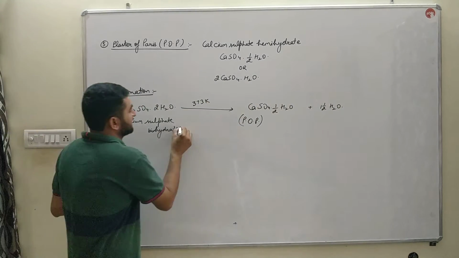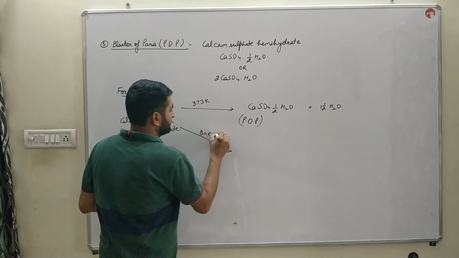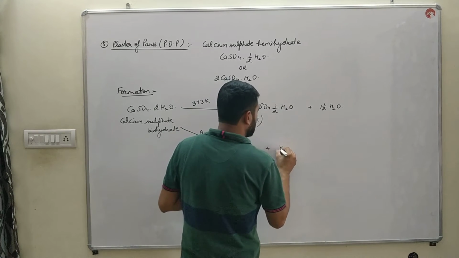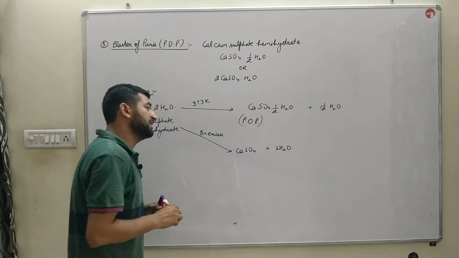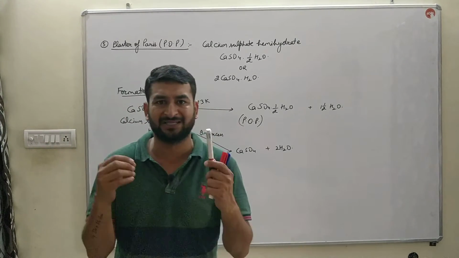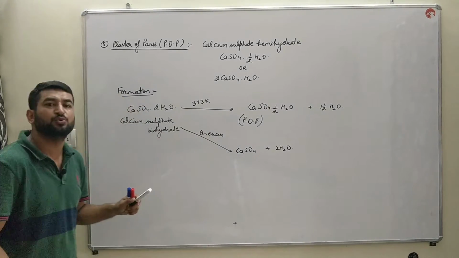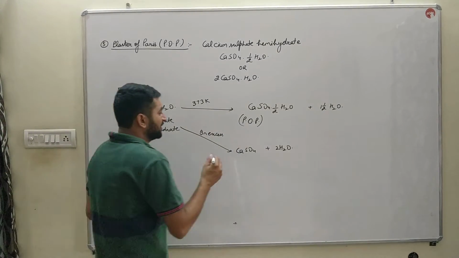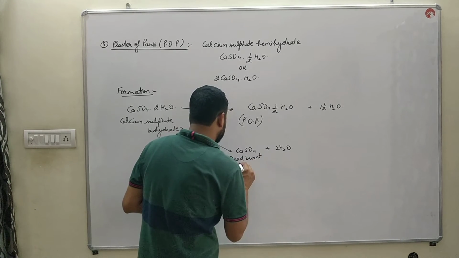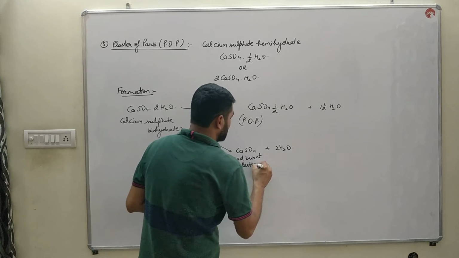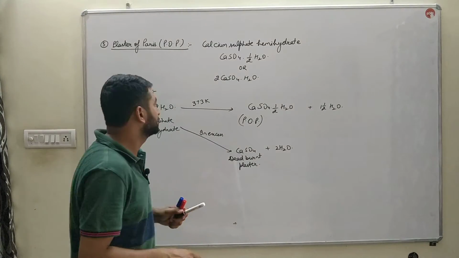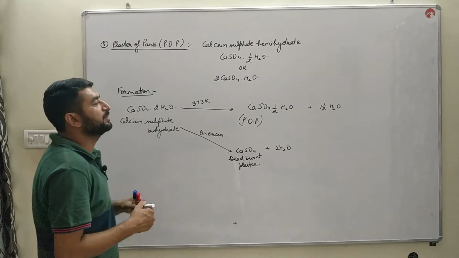If we heat it in excess, then it will form anhydrous calcium sulfate and both the water molecules will be evaporated. Children, if we heat it more than necessary, more than 100 degrees Celsius, then both the water molecules are evaporated and burnt plaster is formed. That is anhydrous calcium sulfate, commonly referred to as dead burnt plaster. So this is the formation of POP from gypsum.